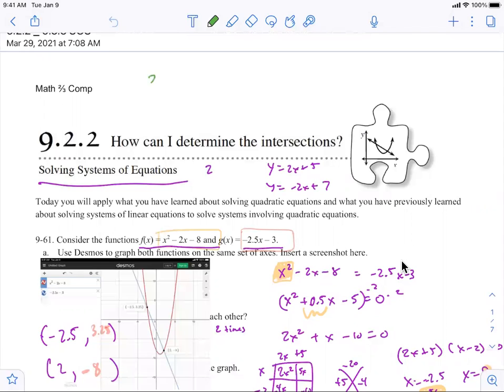Today is 3/31/2021, and there is a warm-up that if you could complete, that would be great. Thanks so much. There's a couple of reminders.